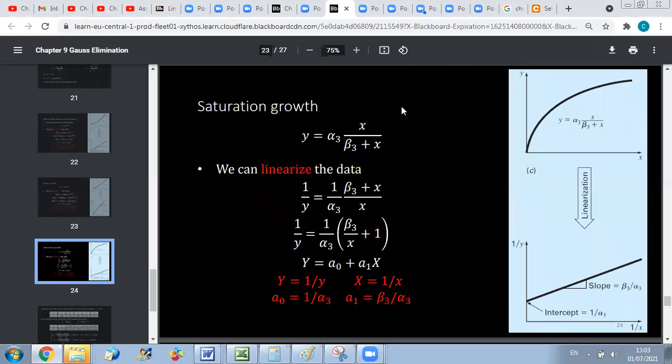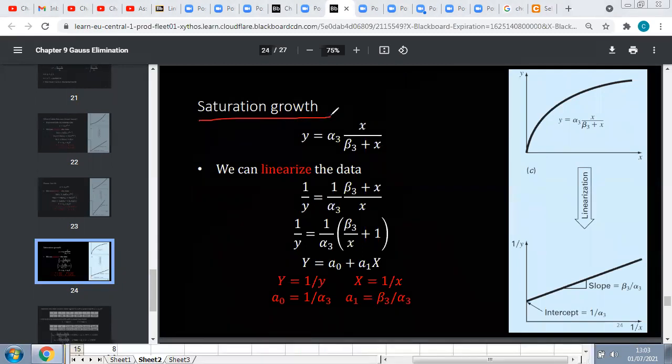Another example, another function that you can linearize is the saturation growth. So if you have a function that is growing and then at a certain stage it will become saturated, so after a certain x it will become a flat plateau. This behavior is given by the following function: y is equal to alpha 3 times x over beta 3 plus x. And how can we linearize this data?